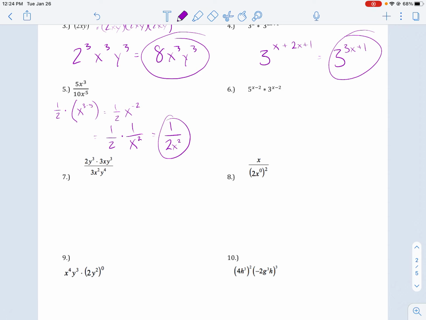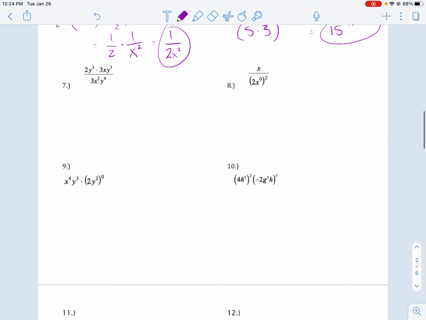Let's take a look at the next one. As you can see, we don't have the same base, but we do have the same exponent. So using that property at the end of that first page there, I'm going to multiply those two values and then raise it to whatever that exponent is. So in this case, our answer is going to be that guy right there.